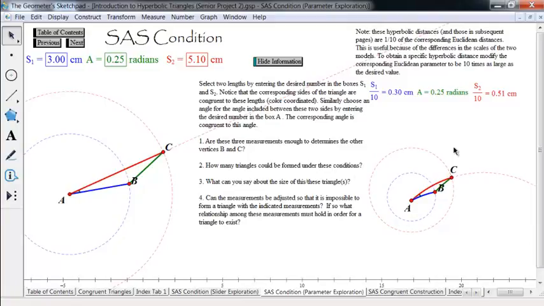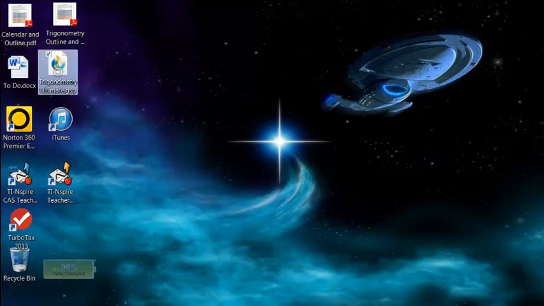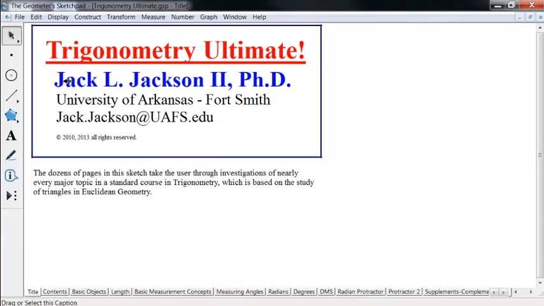Now, while we're on the same thing, let me show you one other sketch. Give me a second to pull it up. Actually, I've got it on my desktop. I have made this other sketch called Trigonometry Ultimate. And this is a sketch I use with my trigonometry students.